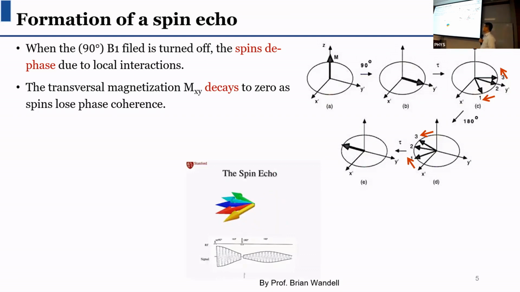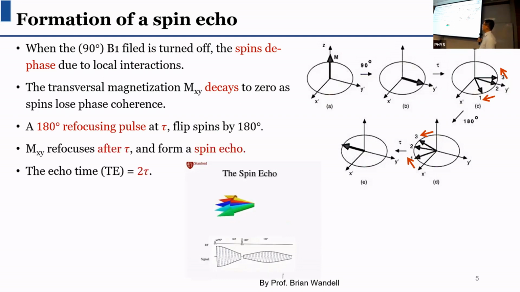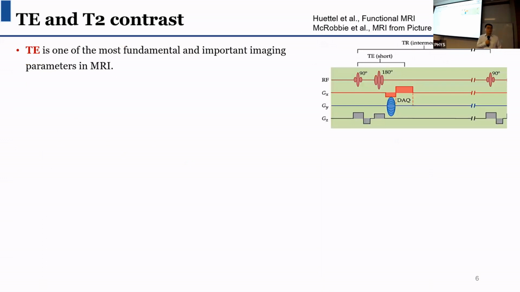This entire procedure is actually called a spin echo. You can see the dephasing and the rephasing process. That means this 180 degree pulse is called the refocusing pulse. And most importantly, our echo time is equal to 2 tau. This is the total time from here to here. So we just defined the echo time. Echo time is the most important and fundamental parameter in MRI.